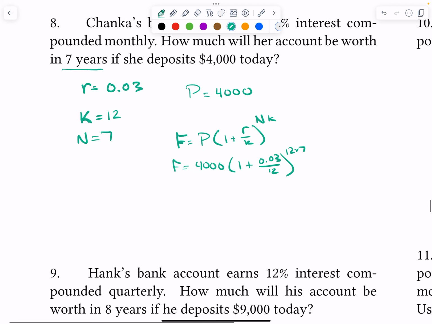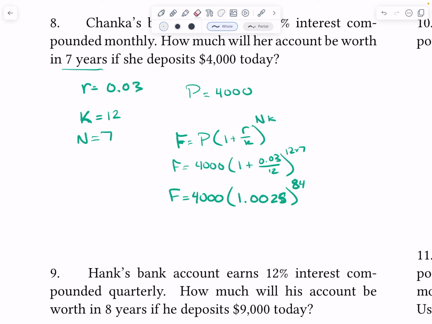So what I would highly recommend is working through this one step at a time. I'm actually going to do two things first. So 12 times 7 is 84. And then this will be 1.0025. If you do just the little bit on your calculator, the 0.03 divided by 12, you should get 0.0025, and then add that to 1. So do these things a little bit at a time.